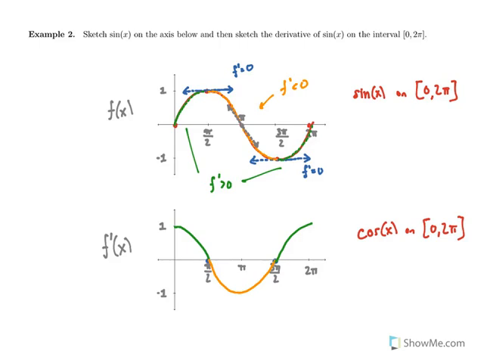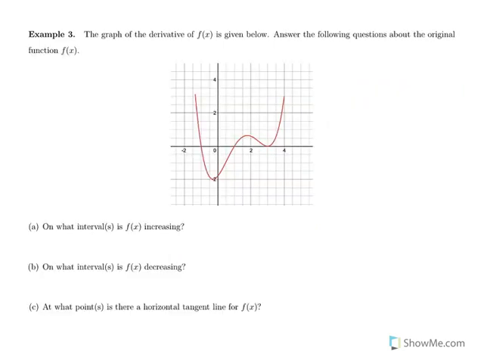One last question. We're going to go backwards this time. Here is the graph of the derivative. So here is a graph of f prime of x. So we're going to use this graph to give us some information about the original function. This is backwards from what we did in the previous problem. So given the derivative, I want to find on what intervals is f of x increasing, decreasing, and where do I have a horizontal tangent line?